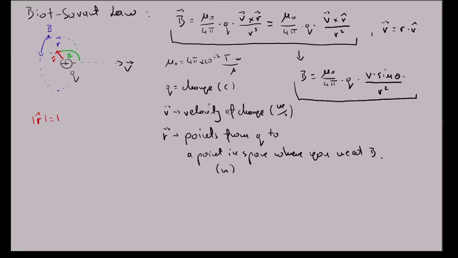There's no need for me to write the magnitude of r hat because the magnitude of r hat is 1. Alright, so this is the Biot-Savart law. Now we're going to use this equation here to solve the problem.